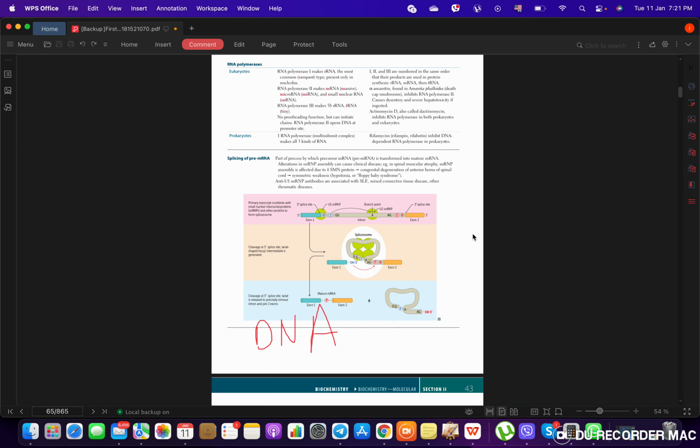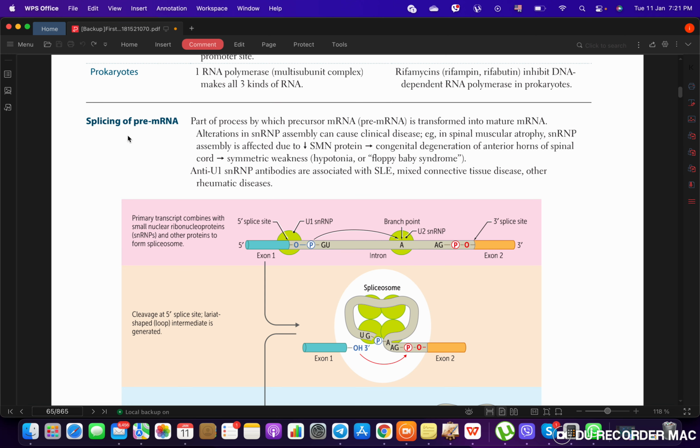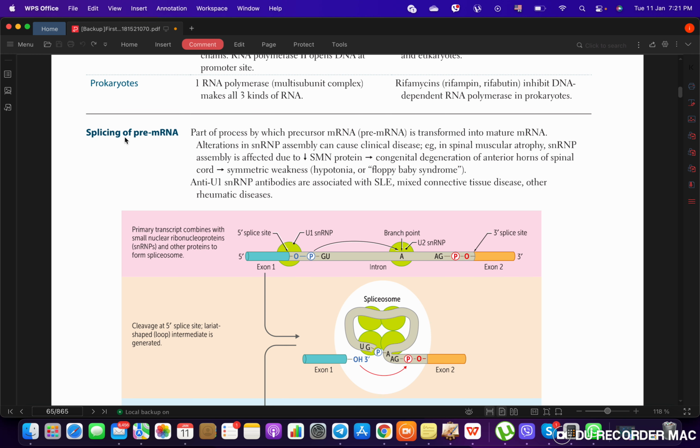So let's see what they say about this. So, splicing of a pre-mRNA is part of the process by which the precursor pre-mRNA is transformed into a mature mRNA. So we need to mature the mRNA. Remember, to mature it, we had to do three things. We had to cap it, put a cap on it, and after we put the cap, we had to do something else. What was it? Does anybody remember what was the next thing after putting the cap?